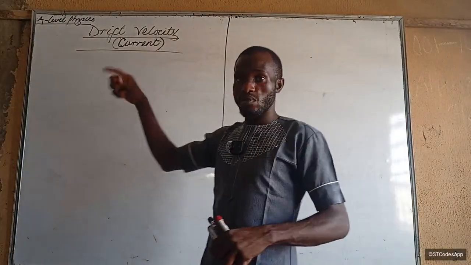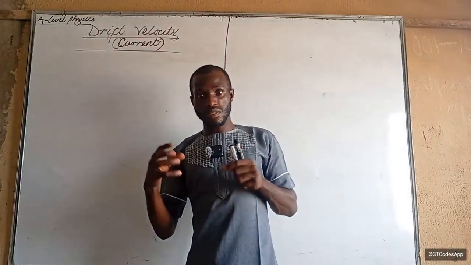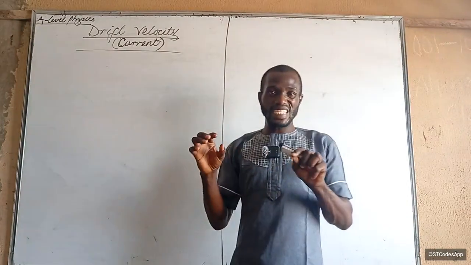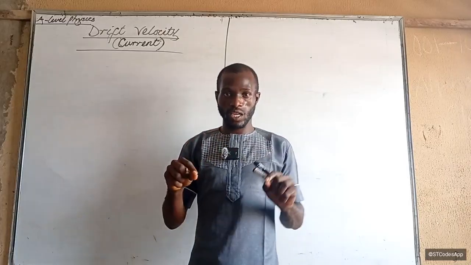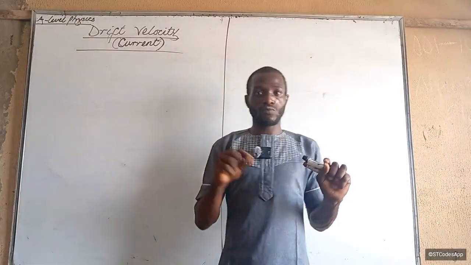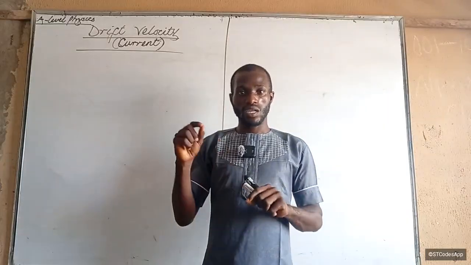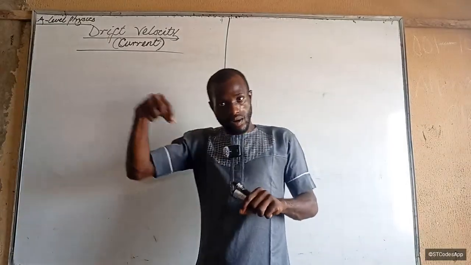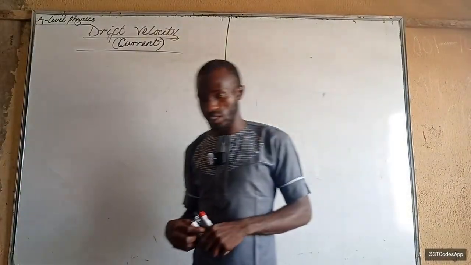So drift velocity basically refers to the average velocity of charge carriers when they are moving in an electric field, or when they are moving as a result of the potential difference applied across the ends of the conductor wherein the charge carriers are. Exactly. So that is what drift velocity is.